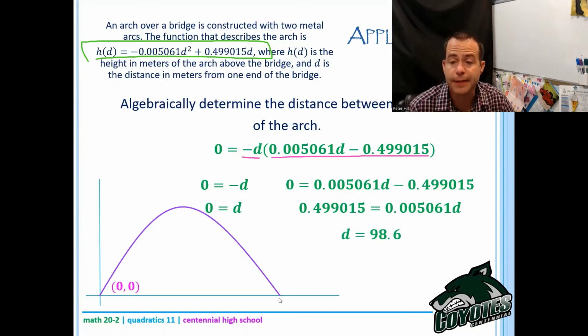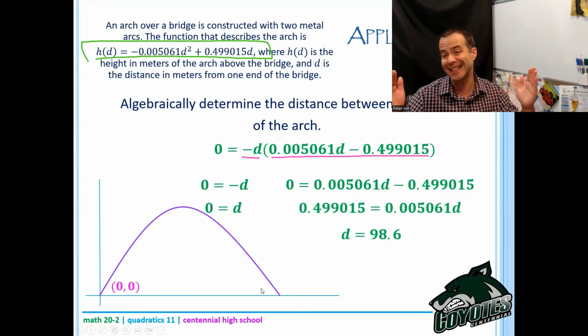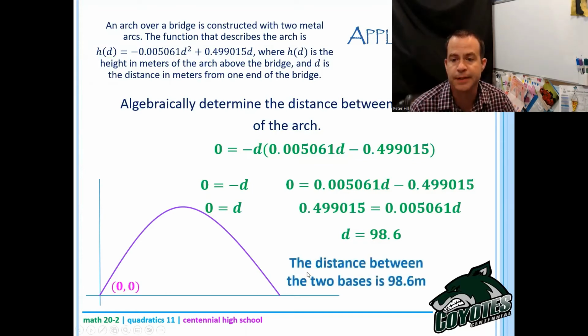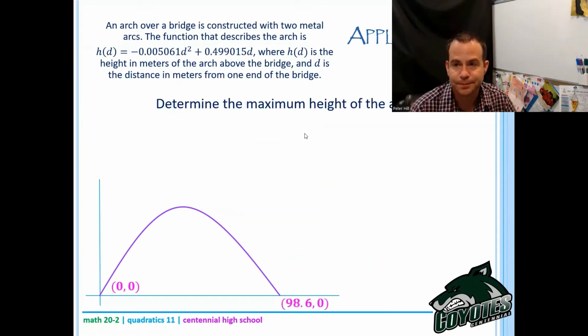So if this here is 98.6 comma 0, what that tells me is the distance between the bases is 98.6 meters. Then I would just write a concluding sentence: the distance between the two bases is 98.6 meters. Perfect. Now question number 2 with this scenario: determine the maximum height of the arch.